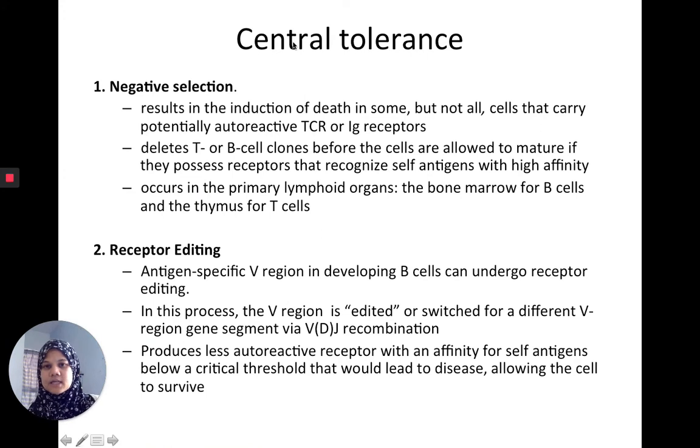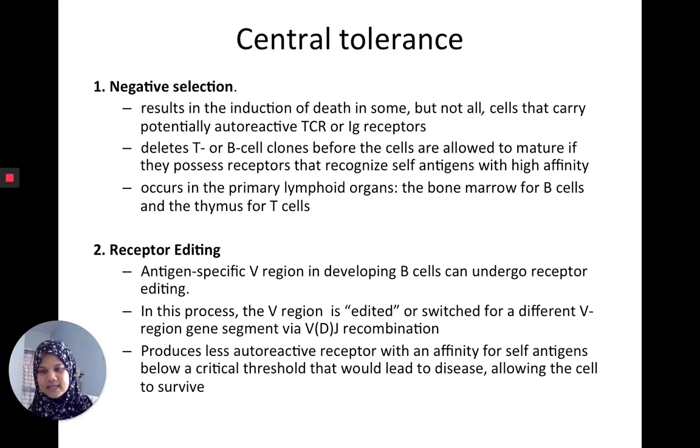So the two mechanisms that help us achieve central tolerance are, as I mentioned, negative selection. If they recognize a self-antigen, then that clone gets deleted, especially if it recognizes self-antigens with high affinity. But there's also another process where, let's say the B cell recognizes a self-antigen, it can undergo antigen-specific receptor editing, so that it changes the receptor that binds the antigen, and that allows the B cell to pass the threshold of self-recognition and still survive.